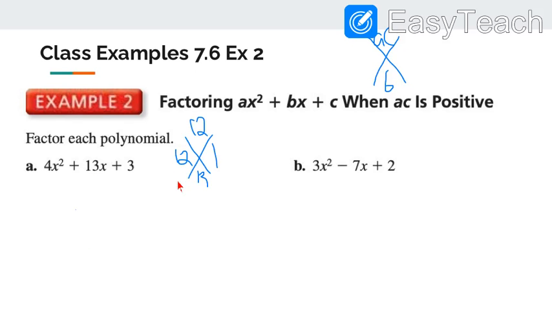I moved it up over here so I'd have a little more workspace. What we're going to break this into next is 4x squared plus 12x plus x plus 3. At this point, we have taken this 13x and split it into 12 and 1, because 12 and 1 multiply to 12, which was our a times c value, and they add to 13. So we've split that in here.